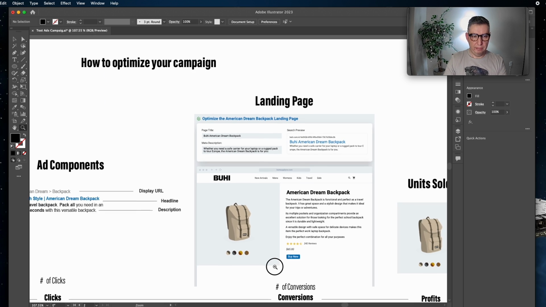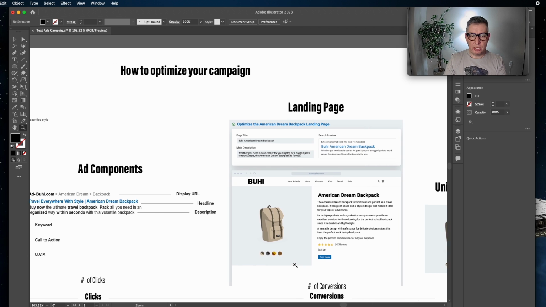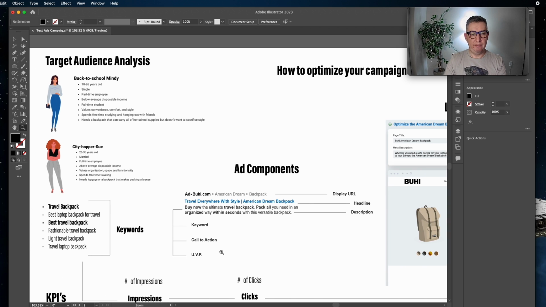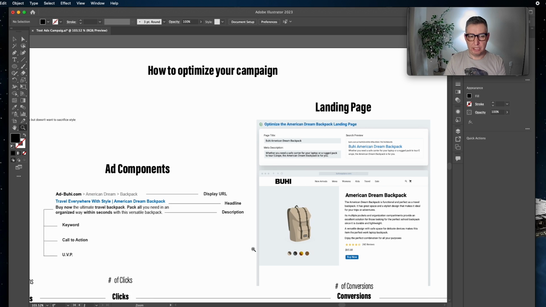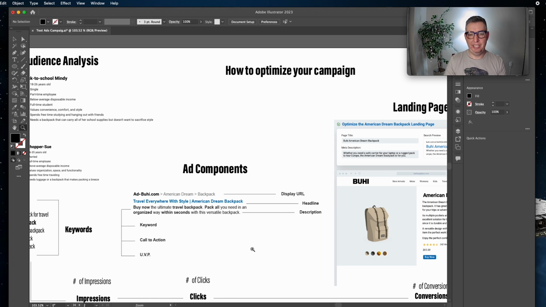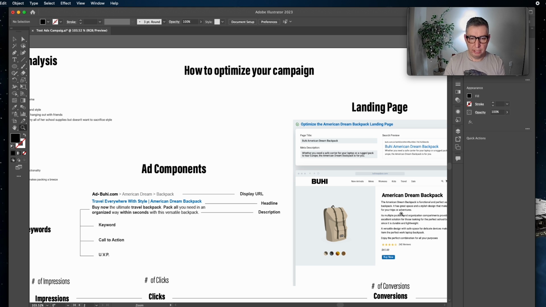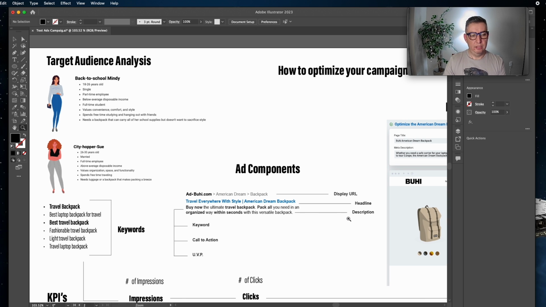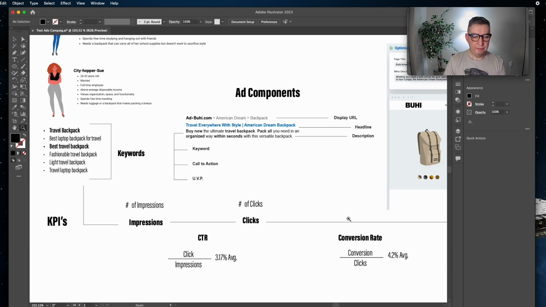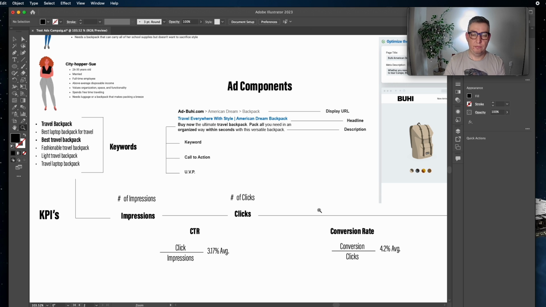That is from a components perspective, right? So we have keywords, ads, and landing page. They are linked. They are somehow connected, and you have to make sure that they have presence in each of these components.